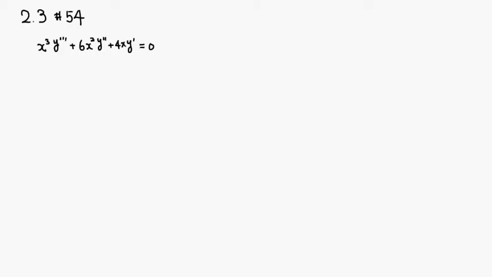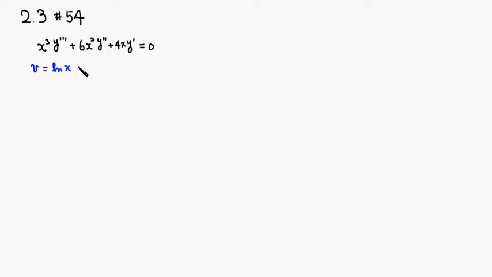Alright, let's look at section 2.3, number 54. This is a third order Euler equation, so we're going to use the substitution v equals natural log of x. Let's try that.